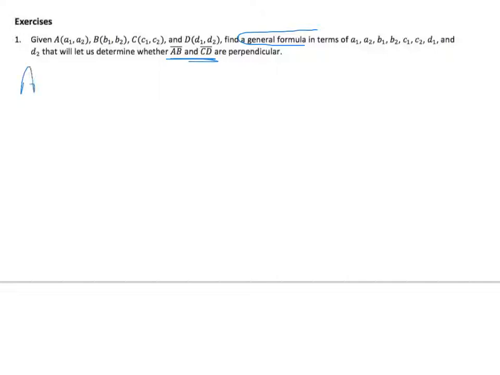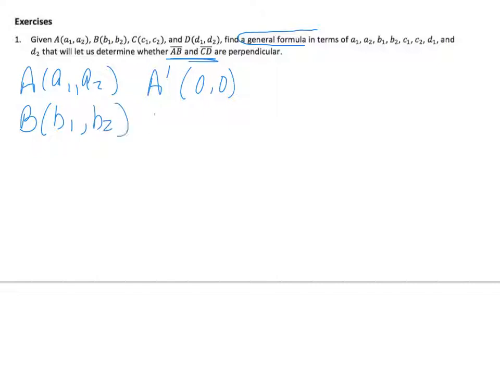I want to get A, which is A1, A2, to be A prime at 0, 0. So I just subtracted A1 and A2 from each coordinate. So I'm going to do that with B. B is B1, comma B2. So B prime is going to be B1 minus A1, comma B2 minus A2. Just like with the last example, here, let me do all the work, show all my steps.